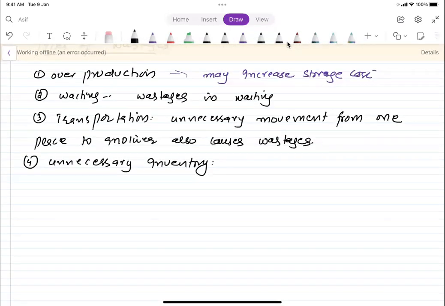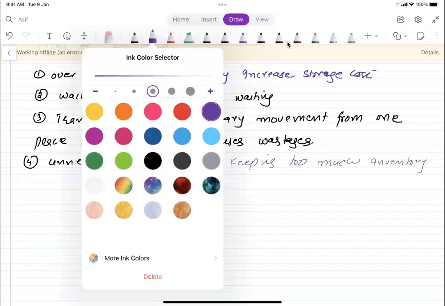The third that I've written in front of you is transportation. If you move products from one place of the factory to another more quickly, more often, it means that there are likely chances that the raw material or the work in process that is very delicate will be damaged and will not remain usable. Then the fourth one I was writing was unnecessary inventory. Keeping too much inventory in the production also creates wastages, because that inventory might become out of date, might become out of fashion or something like that, and it might not be used in the future.